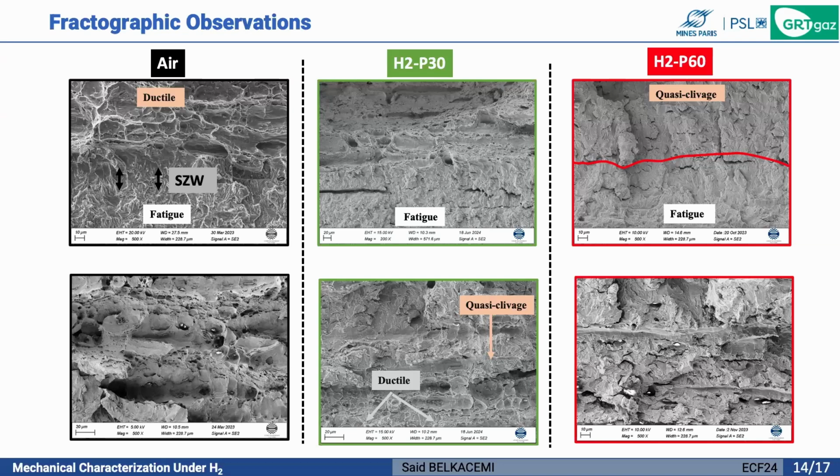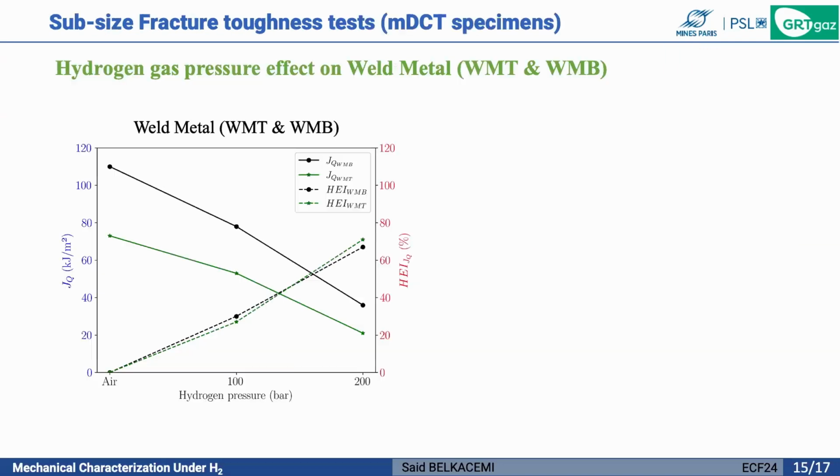If we compare the tests under 30 bar and 60 bar, we see that under 30 bar, we have a mixed fracture mode. So we have the presence of dimples, but we have also the presence of quasi cleavage. And now when we look at the specimen under 60 bar, we can see that we have almost 100% of quasi cleavage. And beyond 60 bar, we have seen that we have this saturation point.